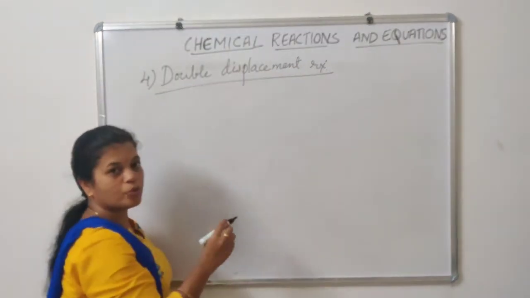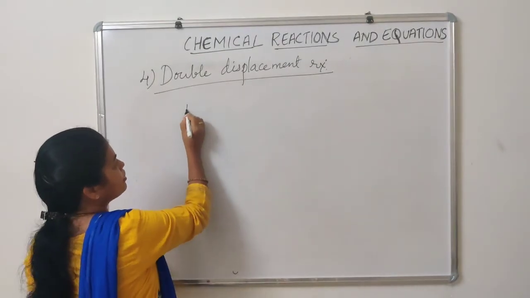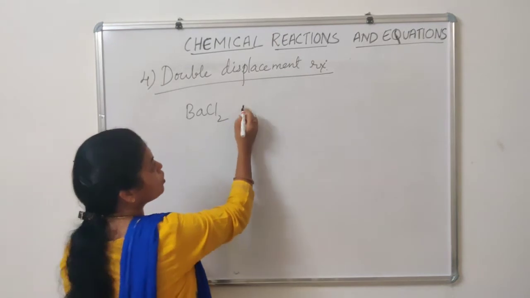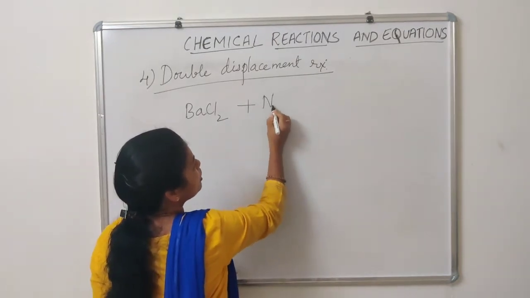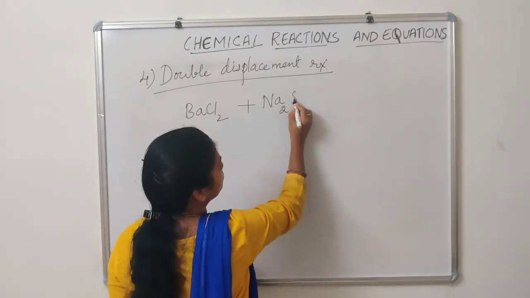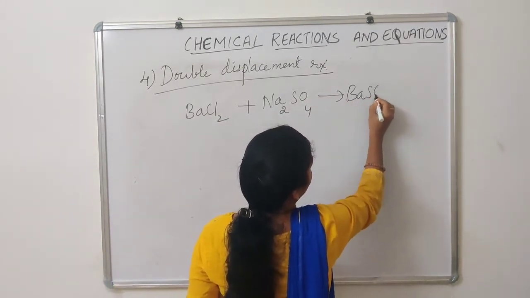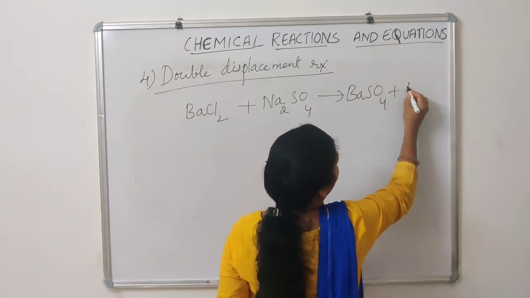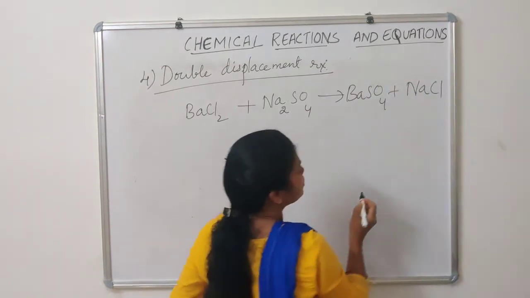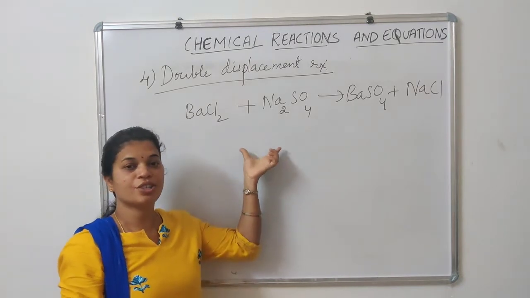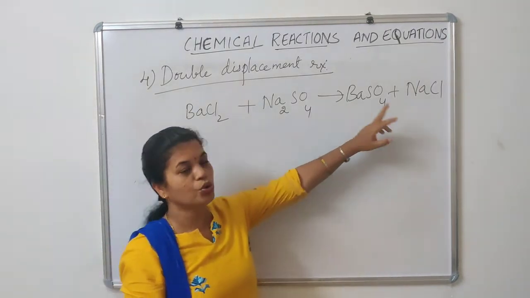So the two compounds, for example, if you take barium chloride, which you have already learnt in 9th standard, barium chloride plus sodium sulfate, Na2SO4, then it forms barium sulfate plus sodium chloride. So in this reaction, we can see that the two compounds exchange their ions to form two new compounds.